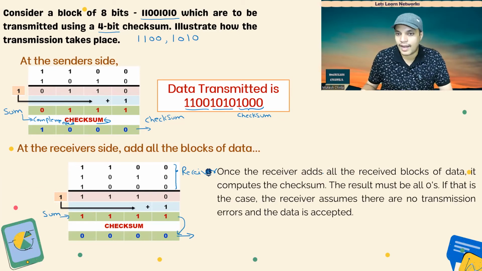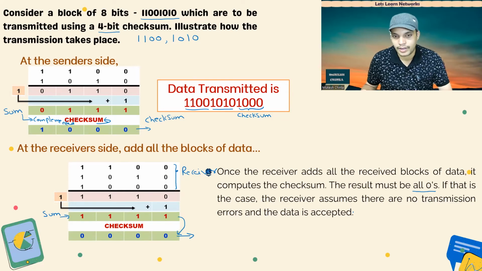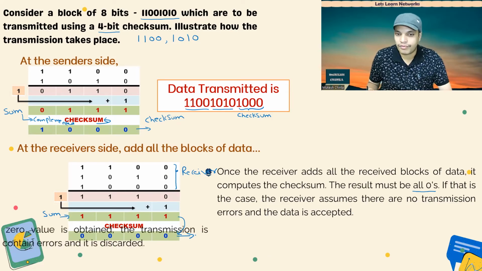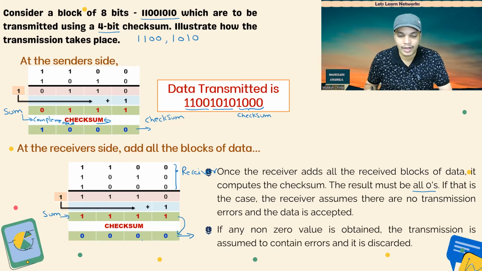So once the receiver adds all the received blocks of data, it computes the checksum. The result must be all zeros. If that is the case, the receiver assumes there are no transmission errors and the data is accepted. But if for some reason you do not get all zeros, if any non-zero value is obtained after calculating the checksum, the transmission is assumed to contain errors and it is discarded.